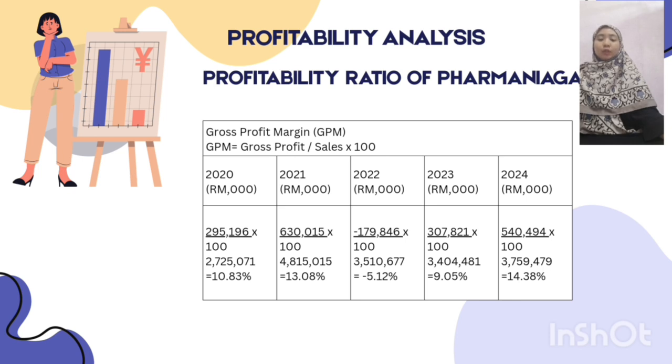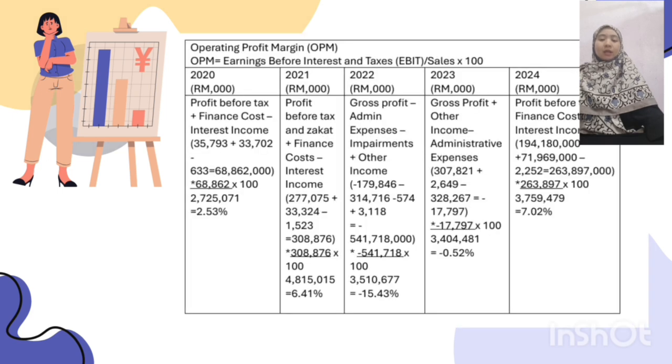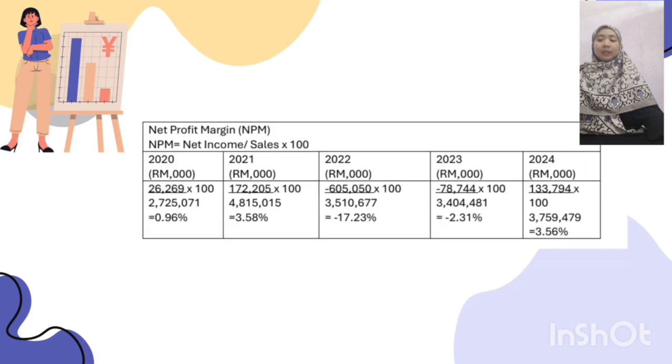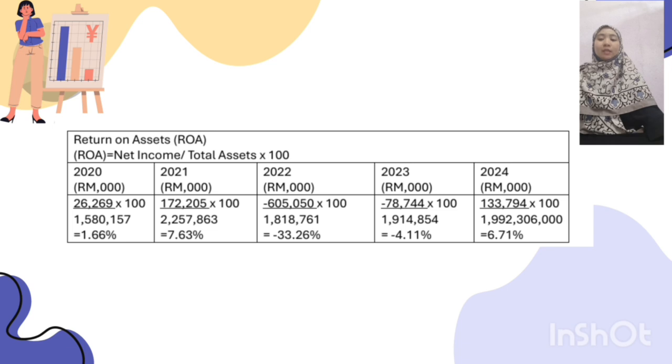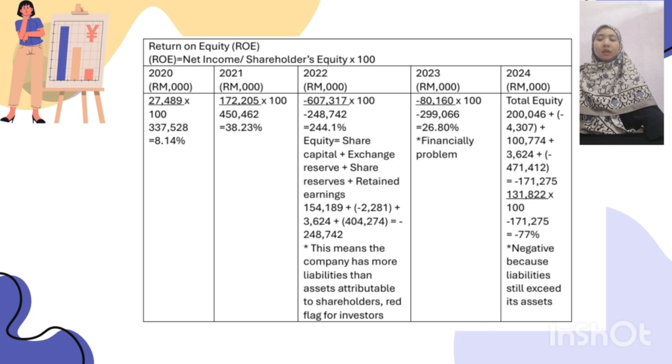From 2020 to 2021, profitability improved largely due to the strong sales, possibly linked to COVID-19 related contracts. For 2022, a sharp downturn occurred with negative gross, operating and net margins. The company had heavy impairment costs leading to a major loss and negative equity. This is a red flag for investors.